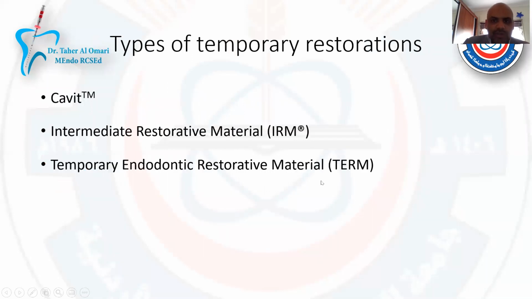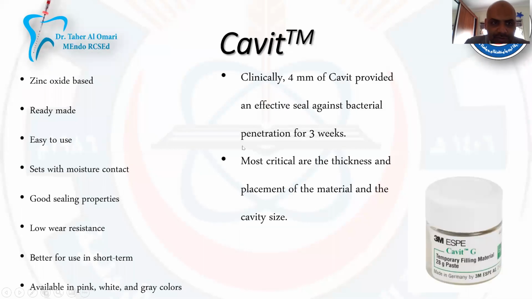Okay. What types of temporary restoration do we have? We have the famous Cavit, we have the intermediate restorative material, IRM, and we have the temporary endodontic restorative material, TERM. The term is not commonly used, but we have Cavit, IRM, and we have glass ionomer. Now Cavit is the most famous, and it is zinc oxide based. It's not zinc oxide eugenol, remember that, it's zinc oxide based.